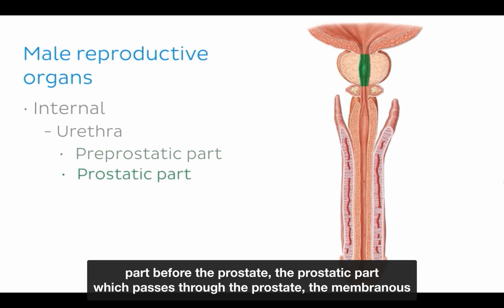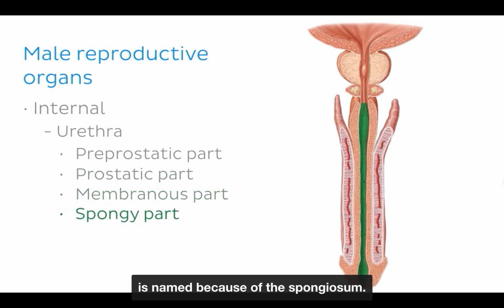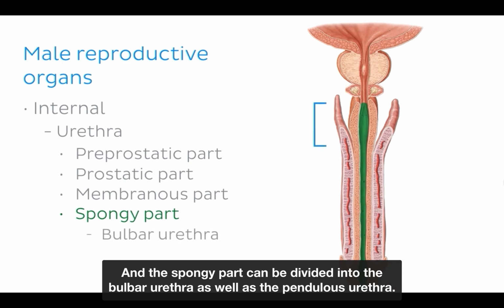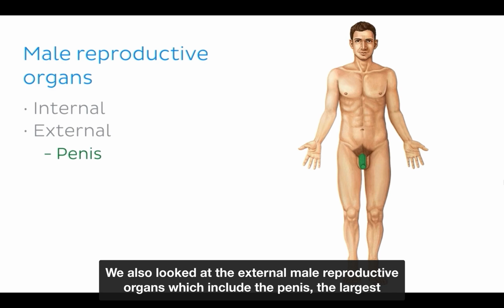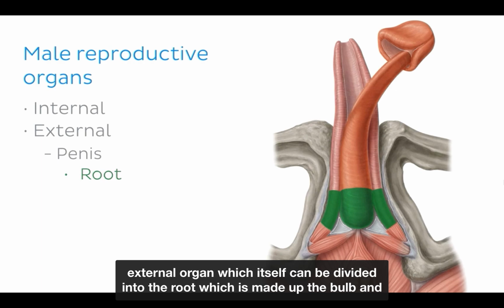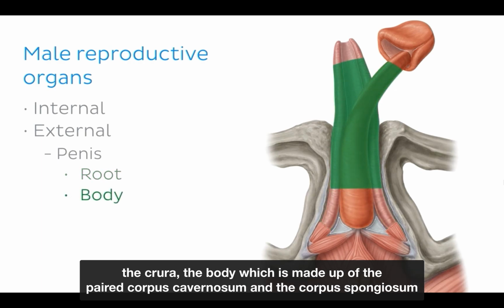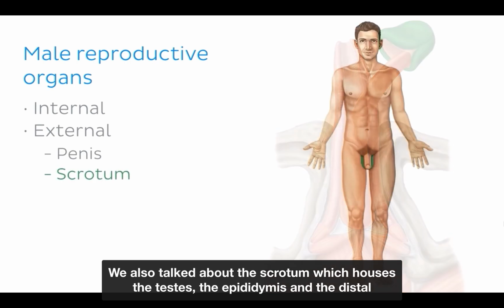And as we mentioned, the urethra has 4 parts: the preprostatic part, which is the part before the prostate, the prostatic part, which passes through the prostate, the membranous part, which connects the prostatic part with the spongy part, and the spongy part, which is named because of the spongiosum. And the spongy part can be divided into the bulbourethra as well as the pendulous urethra. We also looked at the external male reproductive organs, which include the penis, the largest external organ, which itself can be divided into the root, which is made up of the bulb and the crura, the body, which is made up of the paired corpus cavernosum and the corpus spongiosum, as well as the glans, which is covered by a prepuce.